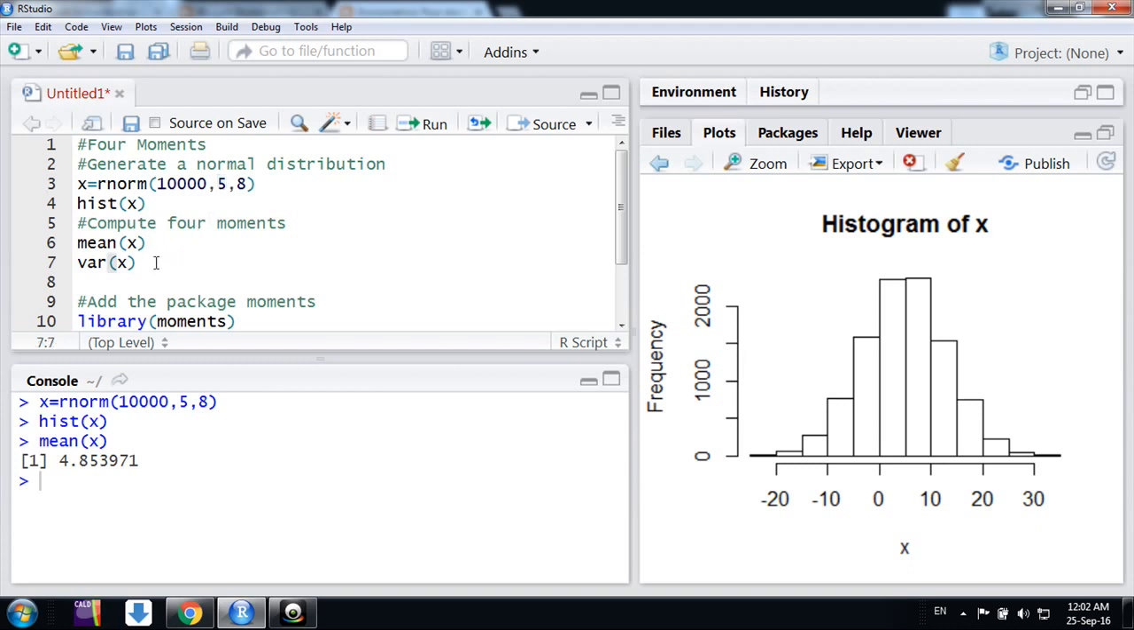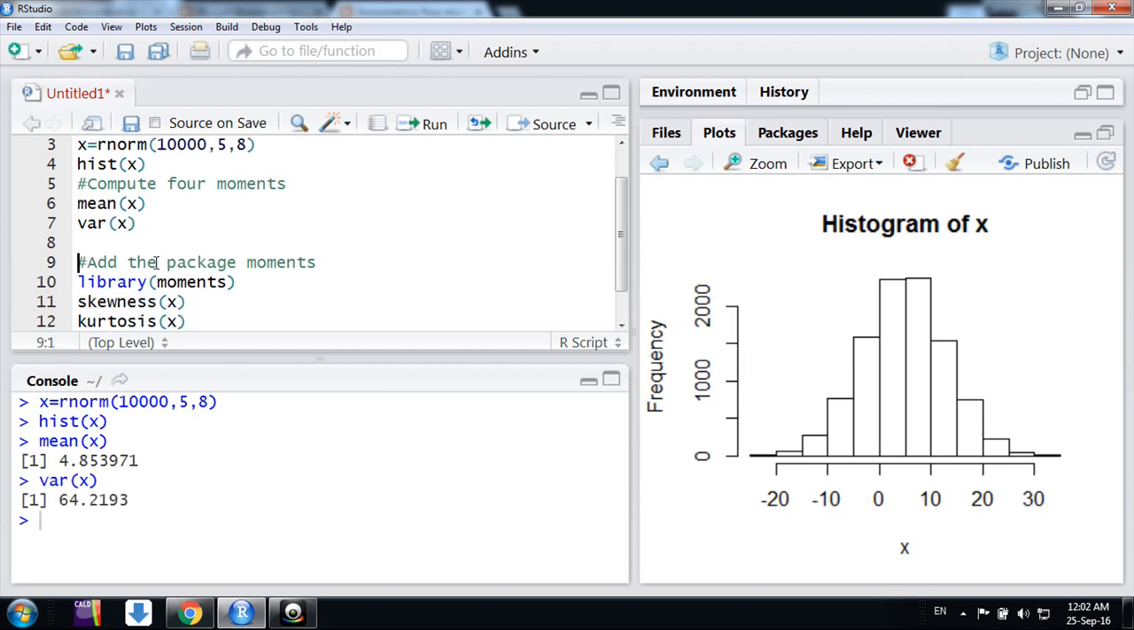Then we go to the second moment, that is variance. VAR is the function, so it's VAR and the variable X. It's 64. 8 to the power 2 is 64.